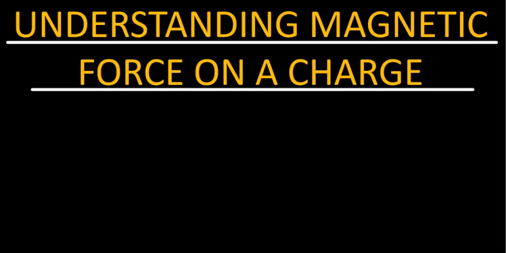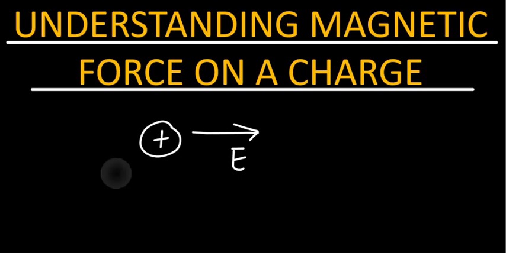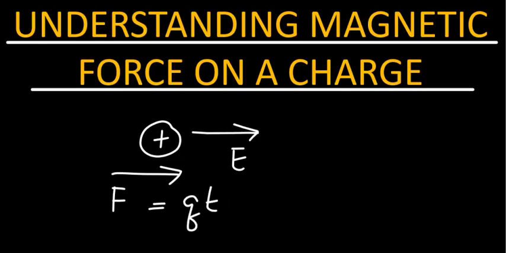In today's video, we shall see how an electric charge interacts with a magnetic field. We know how a charge interacts with an electric field. If you have a positive charge placed in a region where you have an electric field directed that way, the force on this charge will also be in that direction, with the magnitude equal to the strength of the charge times the electric field. If we are dealing with a negative charge, then the direction of the force will be opposite to that of the electric field.